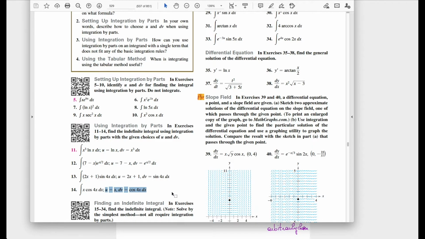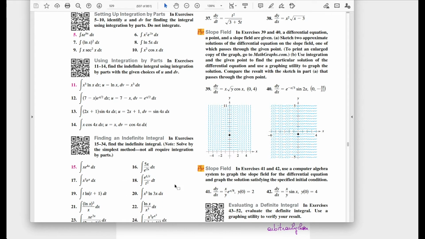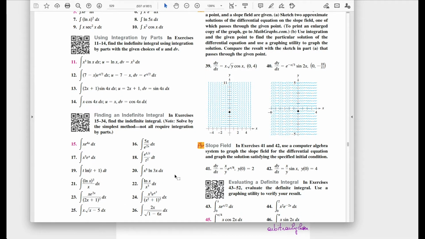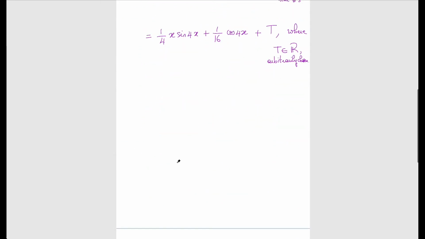All right. So back to the book. Let's do a problem. Let's say 20. So we would like to integrate x^5 ln 3x dx. Okay. So that's on the same page, and this is number 20.